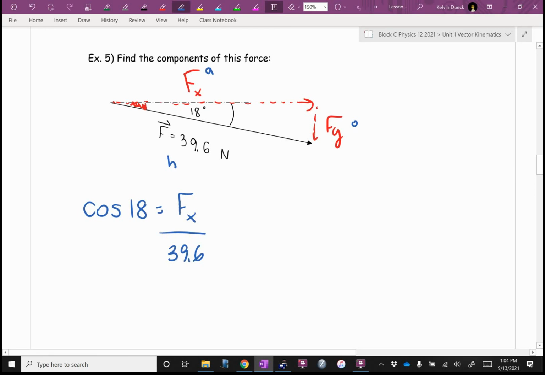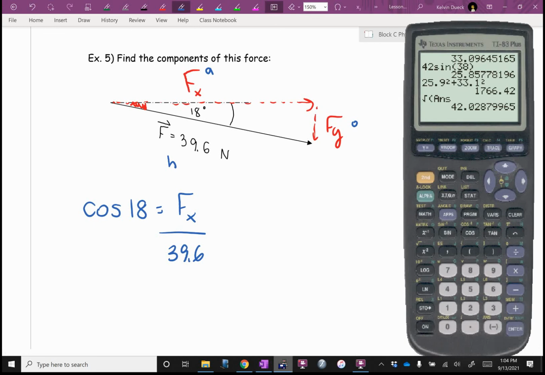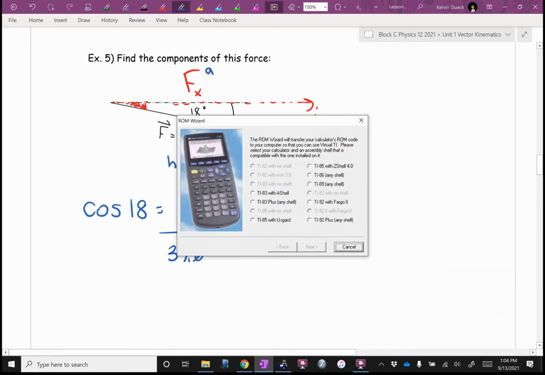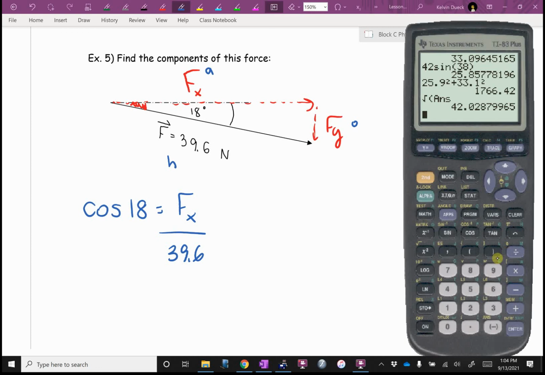Malcolm, how would I get the Fx by itself? Let's go straight to our calculator. 39.6 times cos 18. I get 37.6618. If I was using this to find something, I'd carry some extra sig figs, but they just said find the components and quit. So I'll go 37.7.